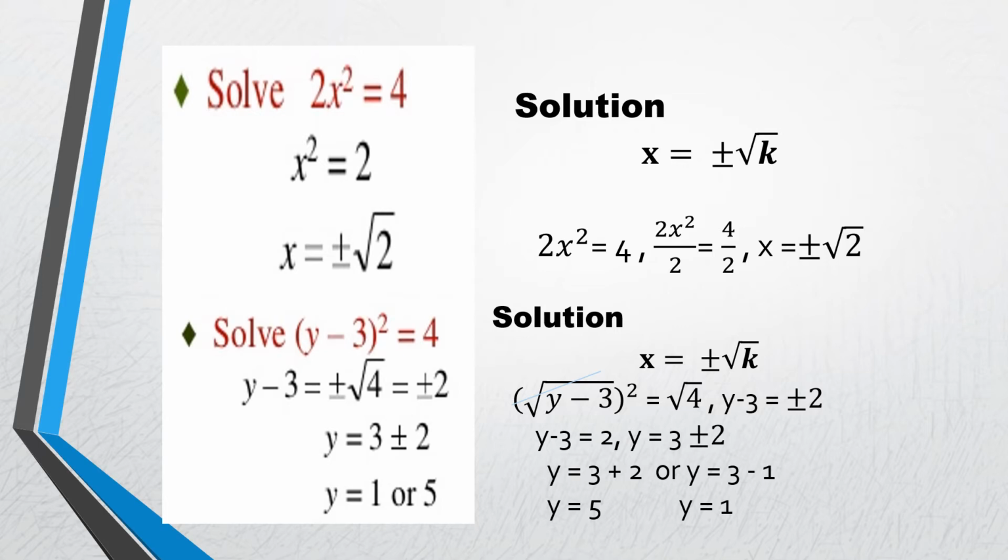y minus 3 squared is equal to 4. First, you're going to remove the parenthesis. How? Both sides you're going to put a square root sign. So remove the square root, then squared. Cancel that. So that will become y minus 3. Then what is the square root of 4? That is positive negative 2.